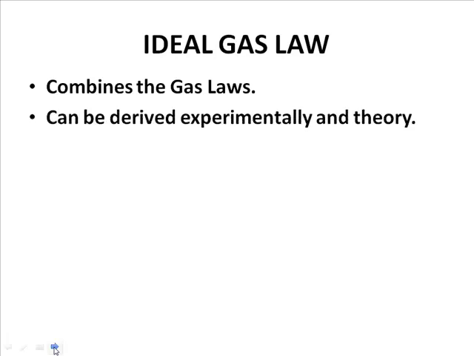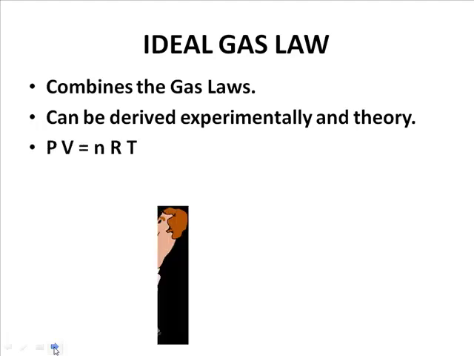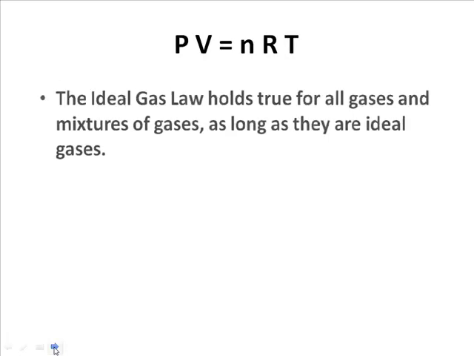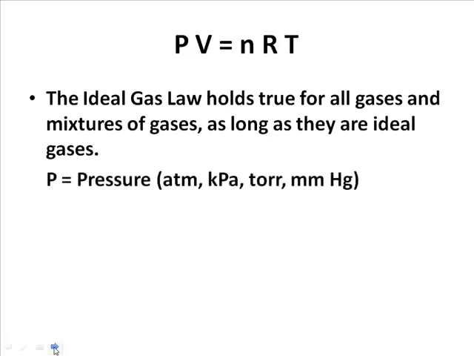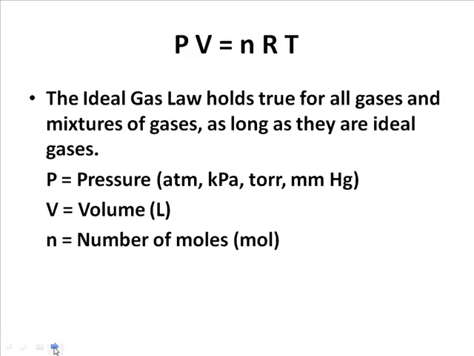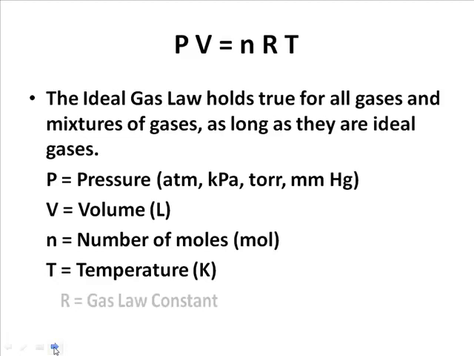The ideal gas law combines all the gas laws together, and it can be derived either experimentally or theoretically. The equation is PV equals nRT. The ideal gas law holds true for all gases and mixtures of gas as long as they are ideal gases. P equals pressure, which can be in any unit. V stands for volume, and has to be in liters. n is the number of moles. T is temperature, and it has to be in Kelvin. And R is what we call the gas law constant.